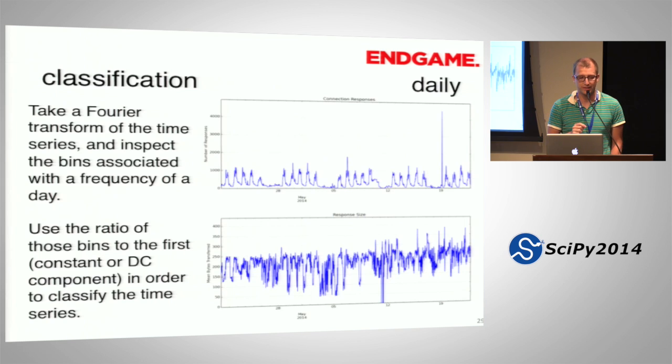So now that we've decided whether or not to split up data between weekdays and weekends, I want to decide if these time series show a daily pattern. The way I do that is by taking a Fourier transform and inspecting the bins associated with the frequency of a day. I take the 3 bins around that day frequency and add them up and compare them to the first bin after the Fourier transform. That first bin is called the DC component, and it characterizes how much energy is just in a flat evolution.